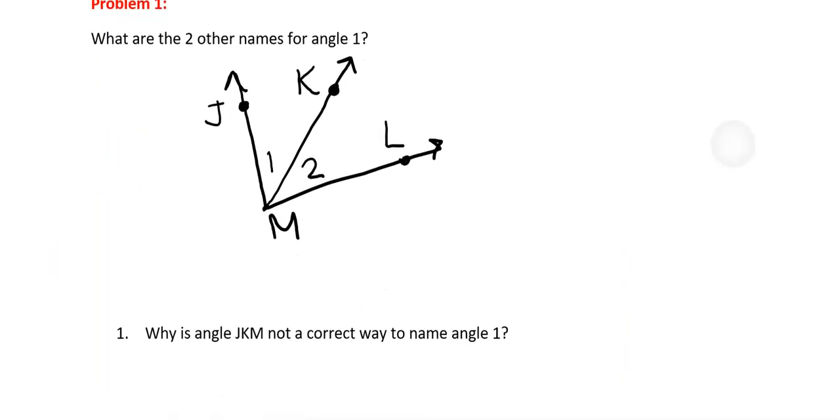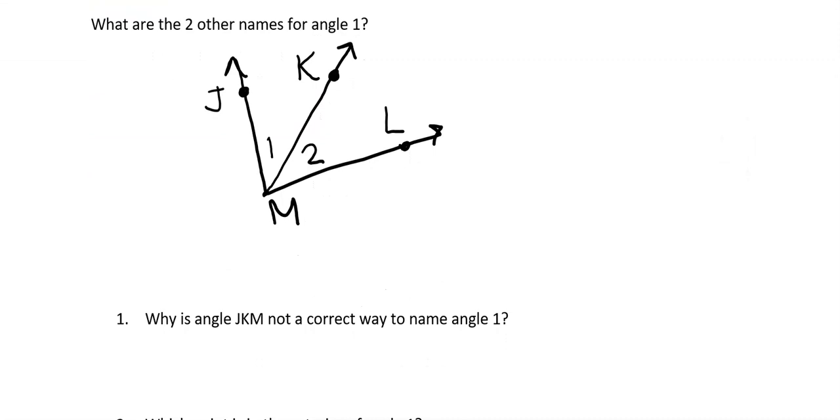Let's take a look at problem number 1. What are the 2 other names for angle 1? So first of all, angle 1 is this one. On this one, you cannot name it angle M because angle M is the whole entire thing with 1 and 2 together. So 2 names for angle 1. I'm going to start with J. The vertex has to be in the middle. And the other one would be switching those letters and starting with K. The vertex has to be in the middle.